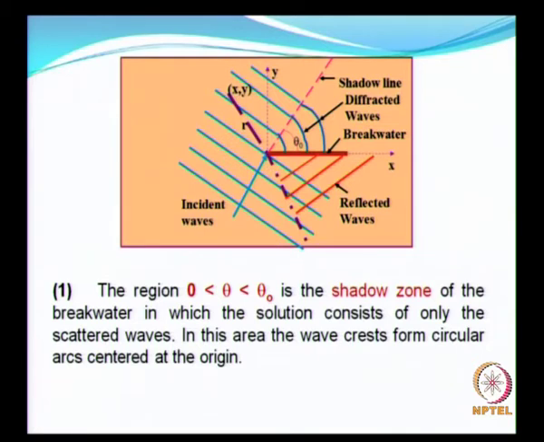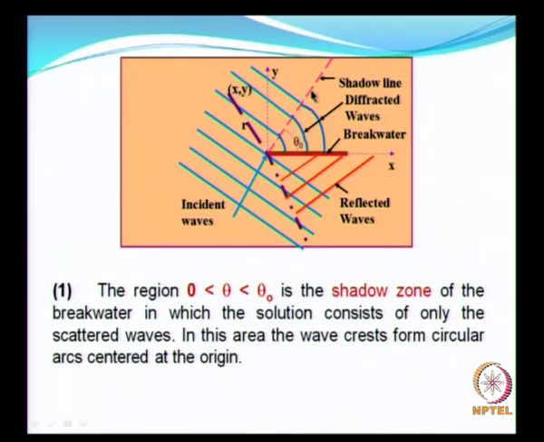In this picture we have a structure here, and we see the waves coming in this direction. So we will examine that there will be clearly three distinct zones. What are the three distinct zones? One is the angle that it makes from 0 to theta naught.